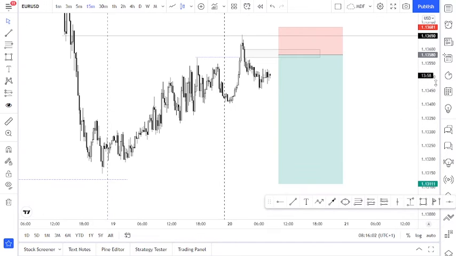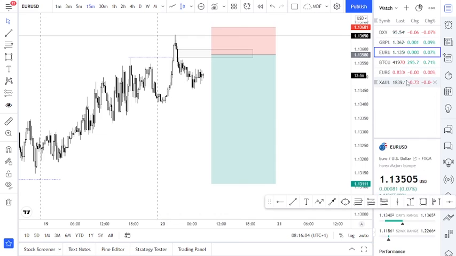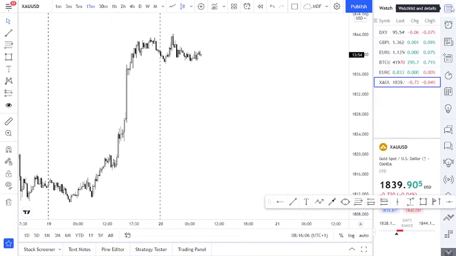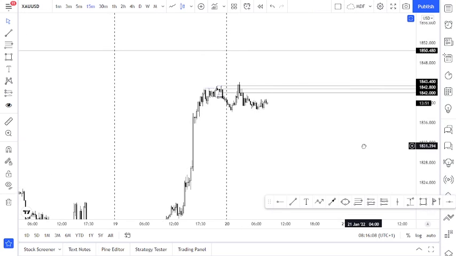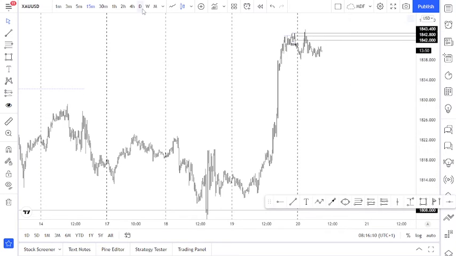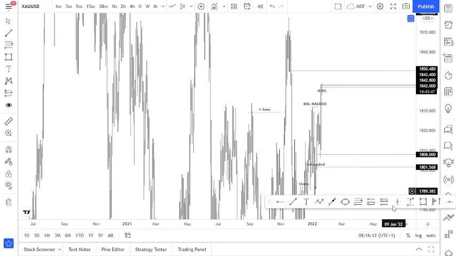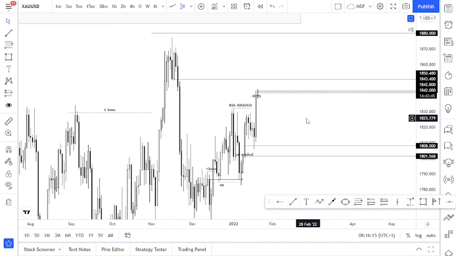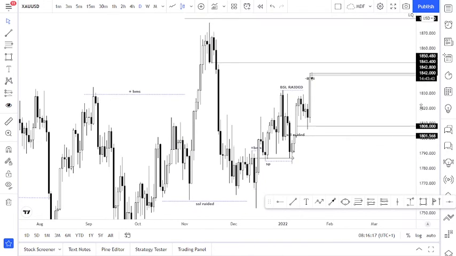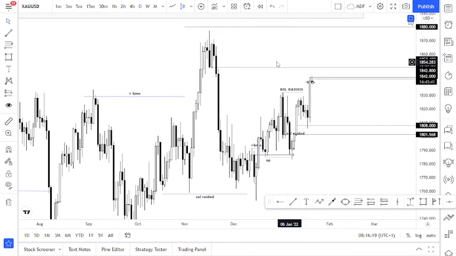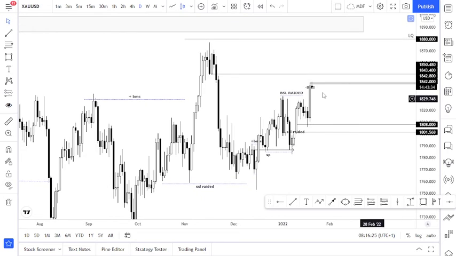So let's look at gold. Okay, so now on gold, let's go to daily time frame. So now if you take your gold, you see that we have a region here where I'm looking at gold to come into before it does what? Before it drops. Yeah, we have a region there.